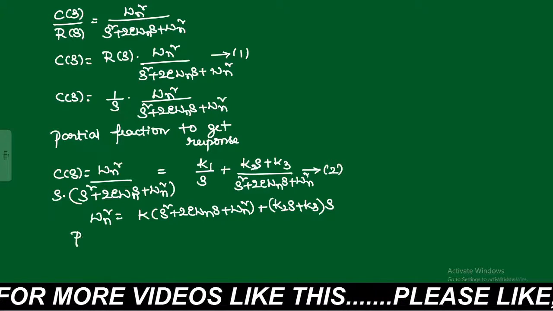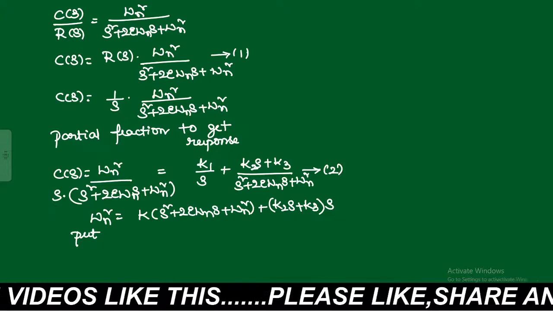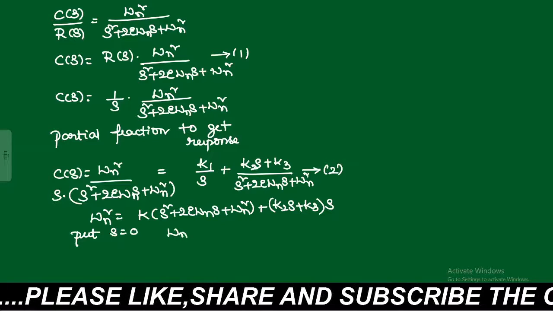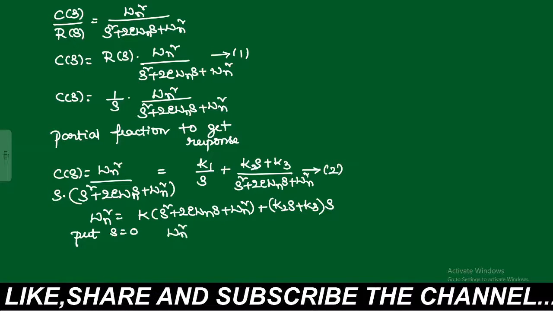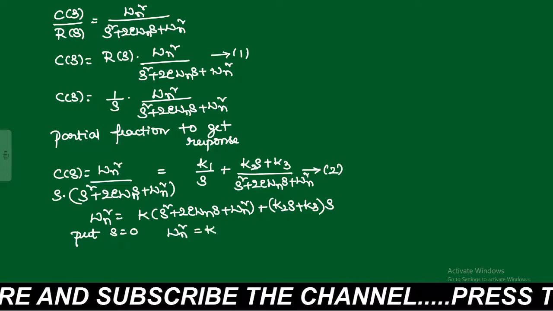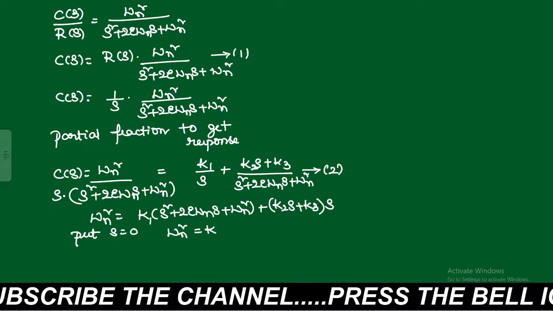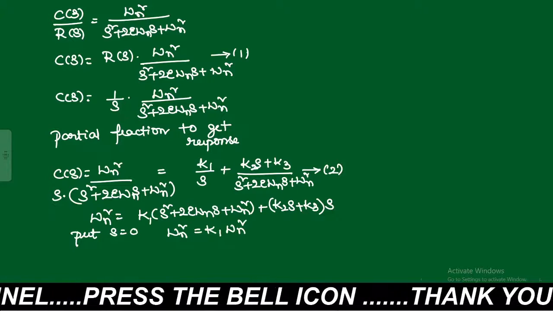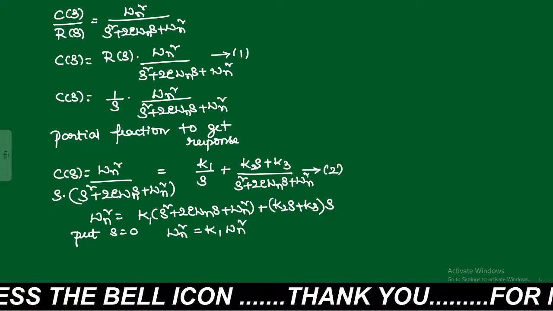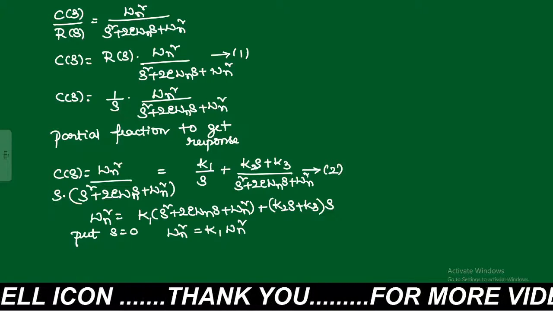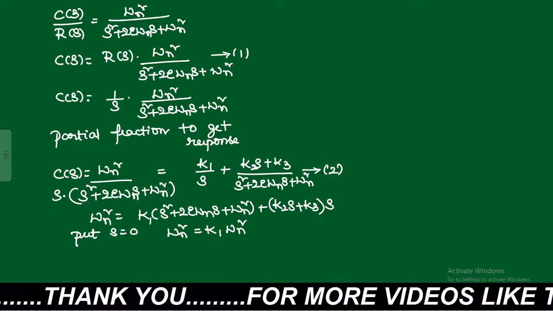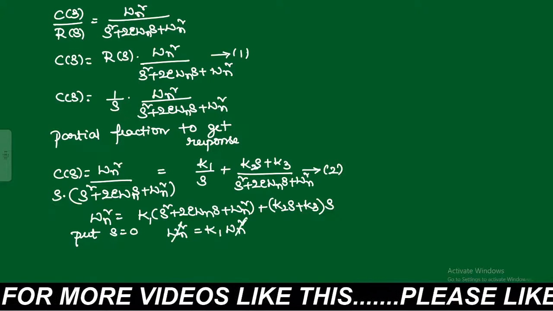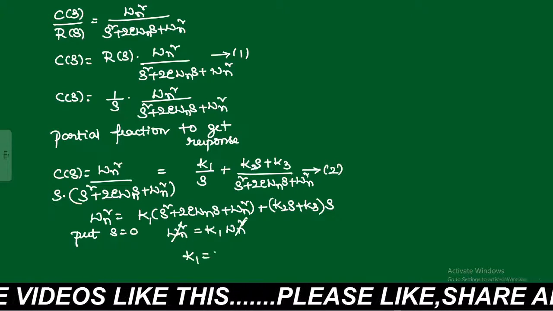For equating the coefficients, first I am putting s equals 0. If I put s equals 0, then the left hand side will be omega n square and the right hand side will be k1 into omega n square, sorry, k1 into omega n square. Because in each and every term, whenever you keep s equals 0, the other terms vanish. That is the partial fraction method I am using. So omega n square will get cancelled, and the k1 value you are going to get is 1.